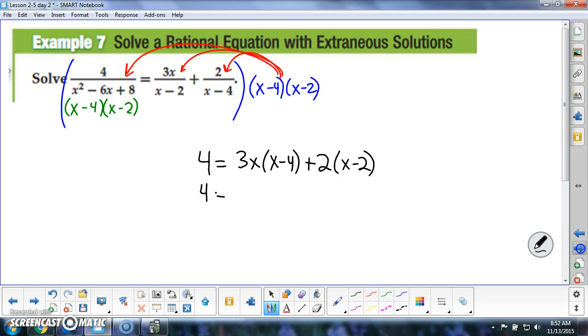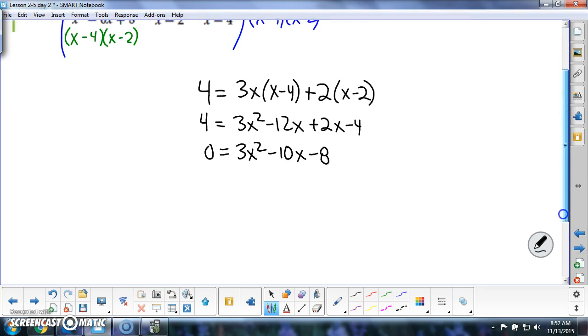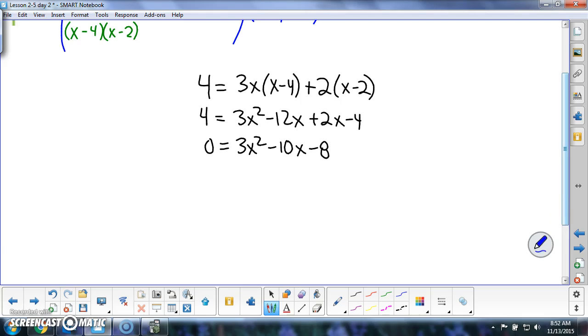Doing some distributing, we get 3x squared minus 12x plus 2x minus 4. Get everything to one side. We got 3x squared minus 10x and then minus 8. Now to continue solving that, I'm going to take the 3 and send it to the back, giving us a quadratic that's easier to factor. x squared minus 10x minus 24.